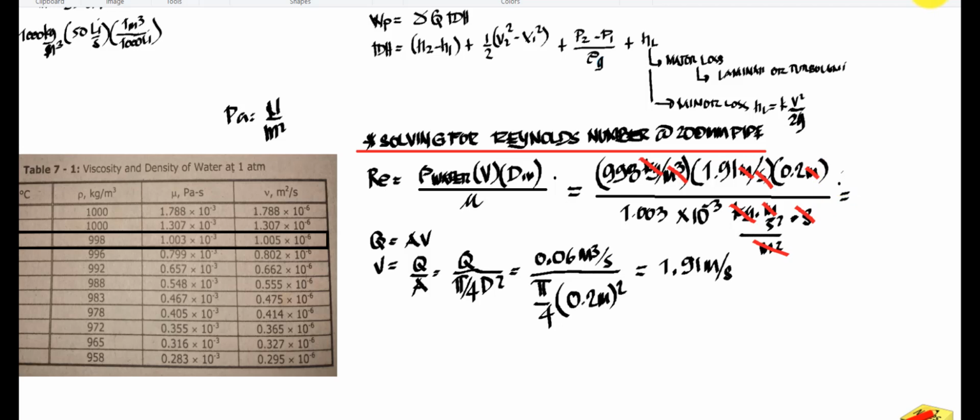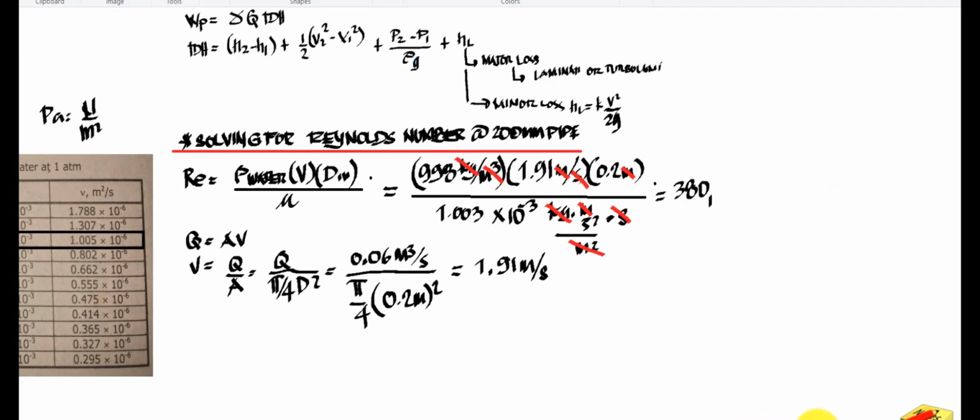So I have the value of 380,095. This is greater than 4,000. The value of the Reynolds number is greater than 4,000, so we can say that the type of flow will be turbulent.